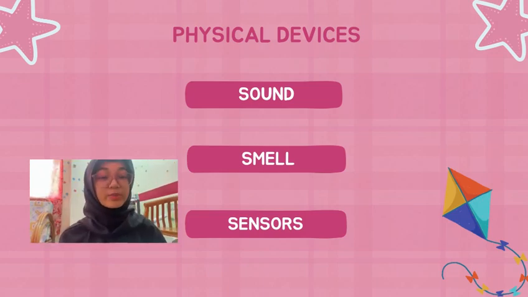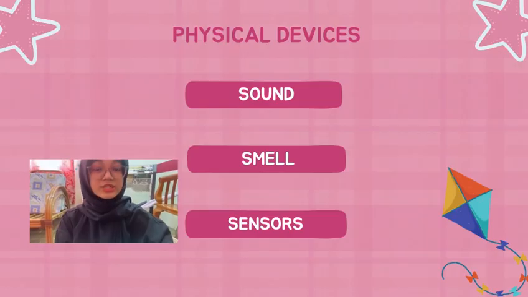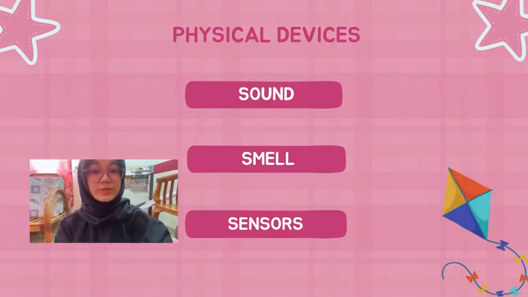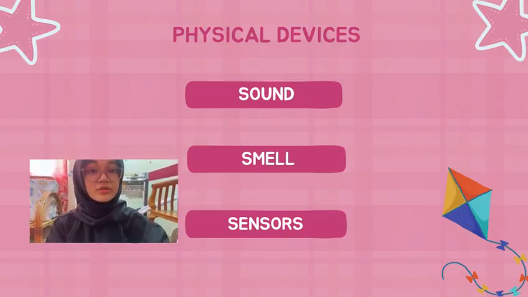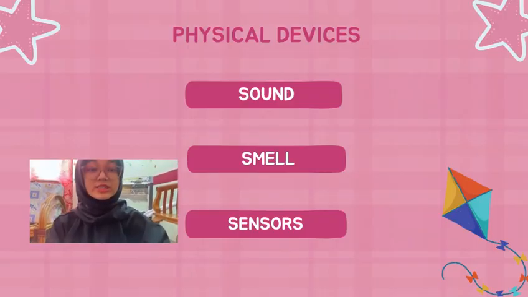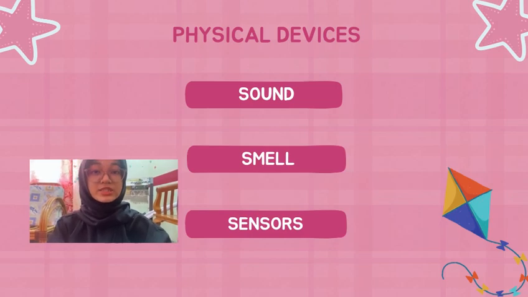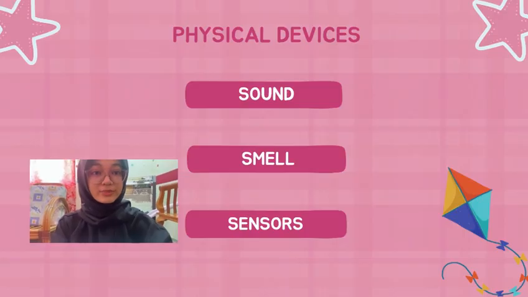Next, I want to talk about physical devices, which are divided into three components. First is sounds, smells, and sensors. The first one is sounds. Sound is a key physical output used in many systems, like alarms, notifications, and voice assistants. Next is smell. Although less common, some modern devices can produce smell. And the last one is sensors. Sensors are physical input devices. They can detect changes in the environment.